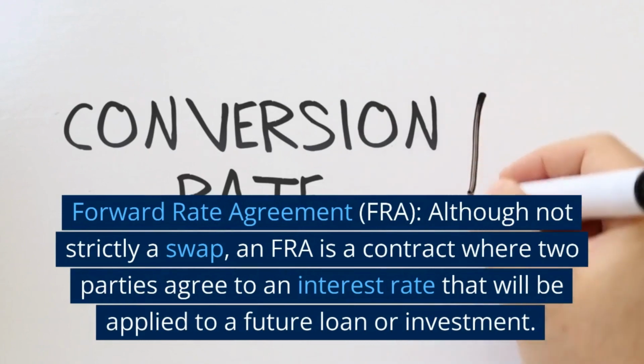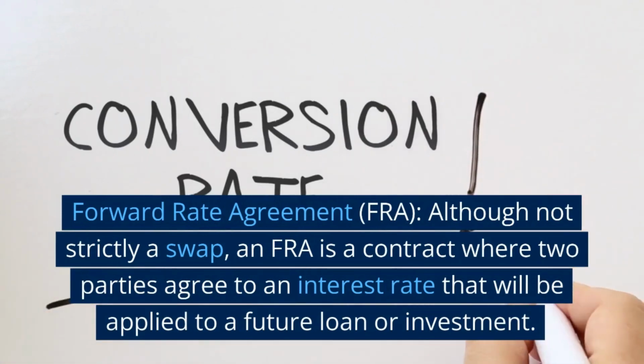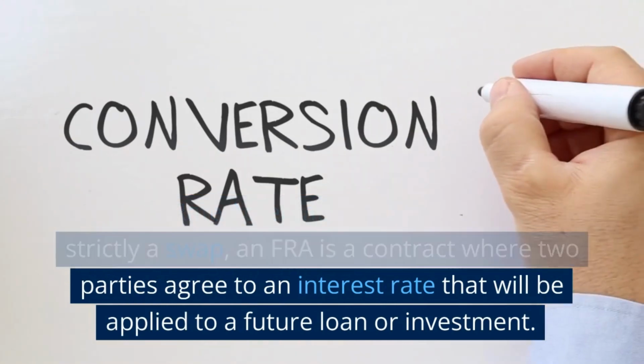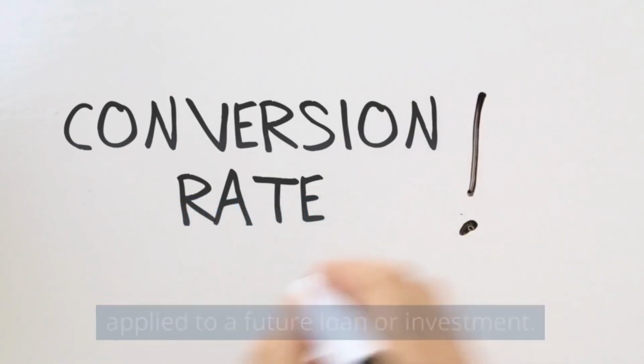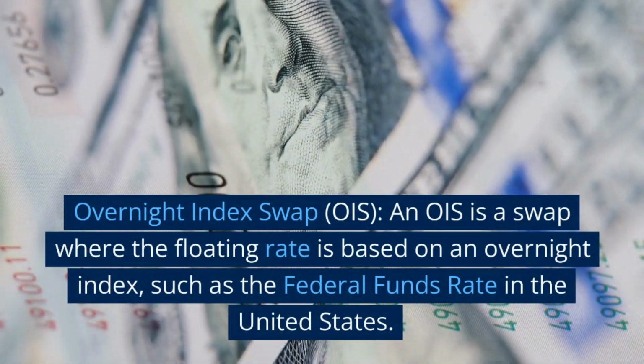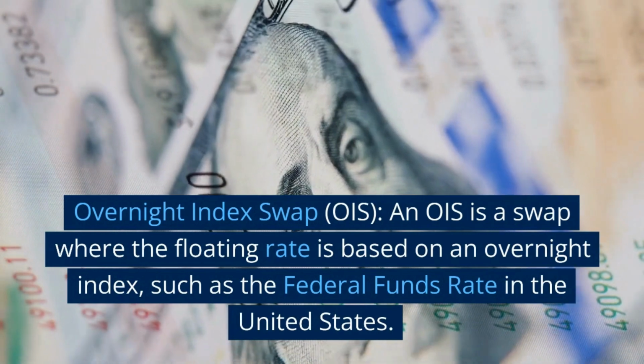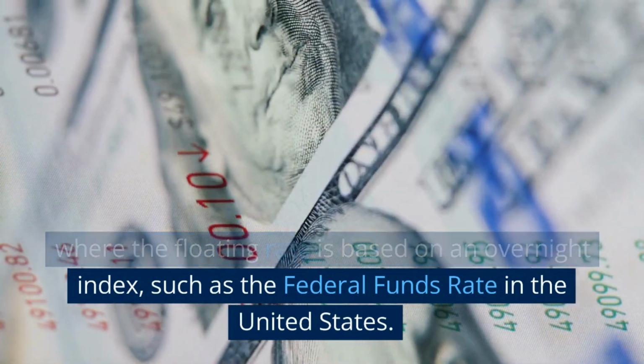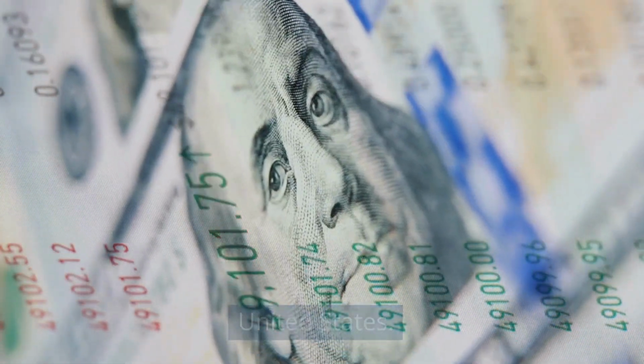Forward rate agreement, FRA. Although not strictly a swap, an FRA is a contract where two parties agree to an interest rate that will be applied to a future loan or investment. Overnight index swap, OIS. An OIS is a swap where the floating rate is based on an overnight index, such as the federal funds rate in the United States.